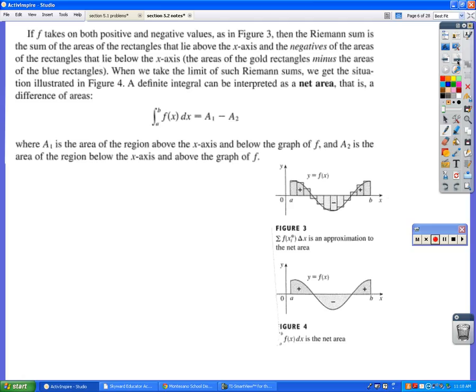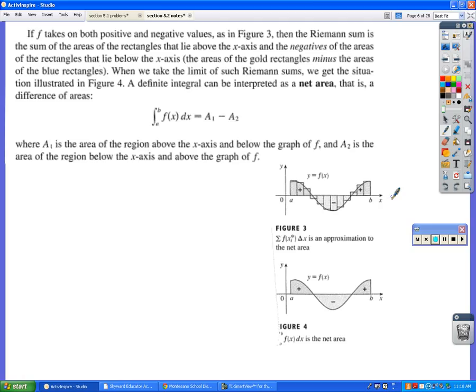If f takes on both positive and negative values, as in figure 3, then the Riemann sum is the sum of the areas of the rectangles that lie above the x-axis and the negatives of the areas of the rectangles that lie below the x-axis.